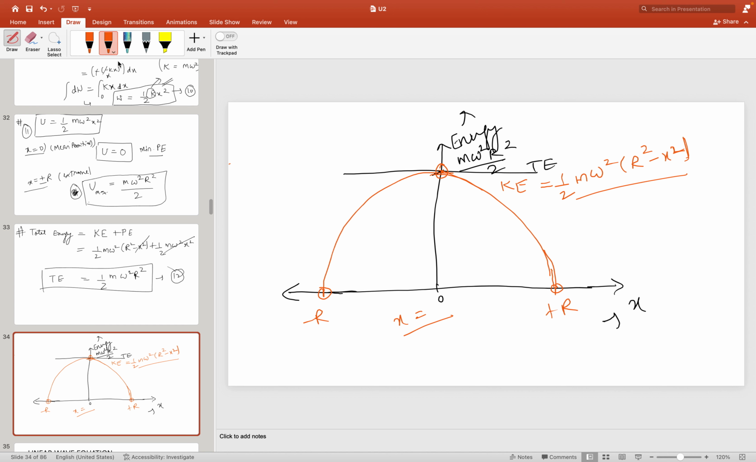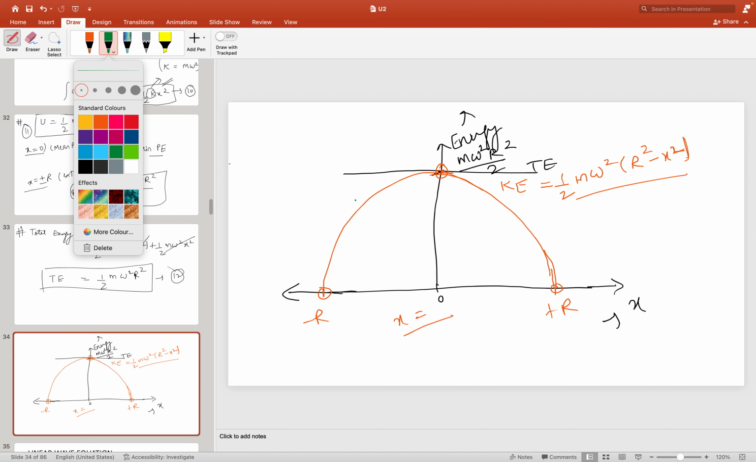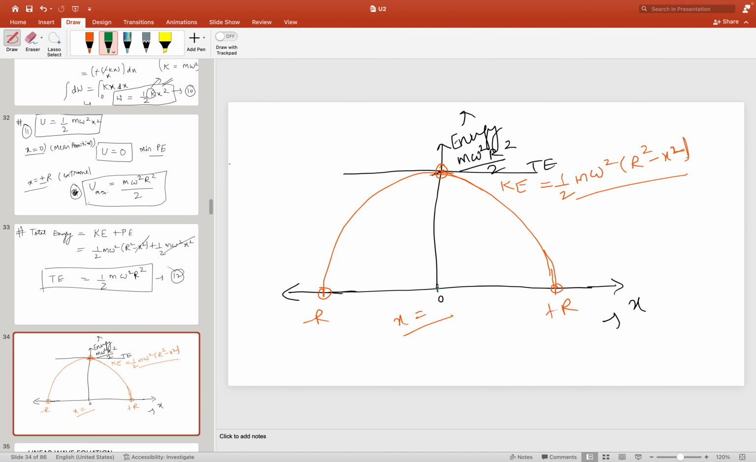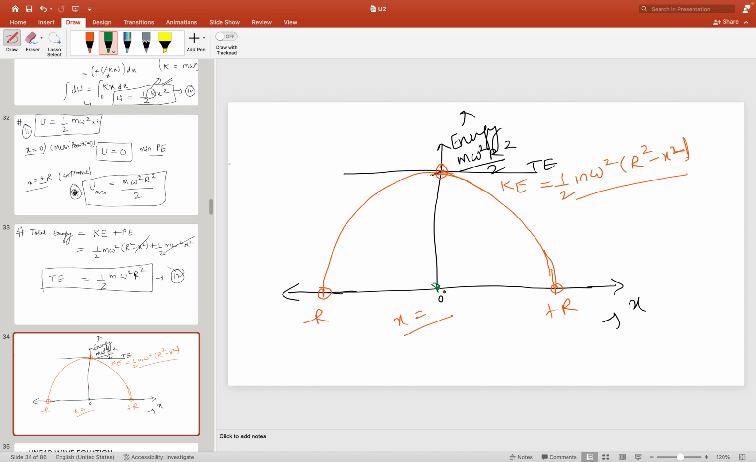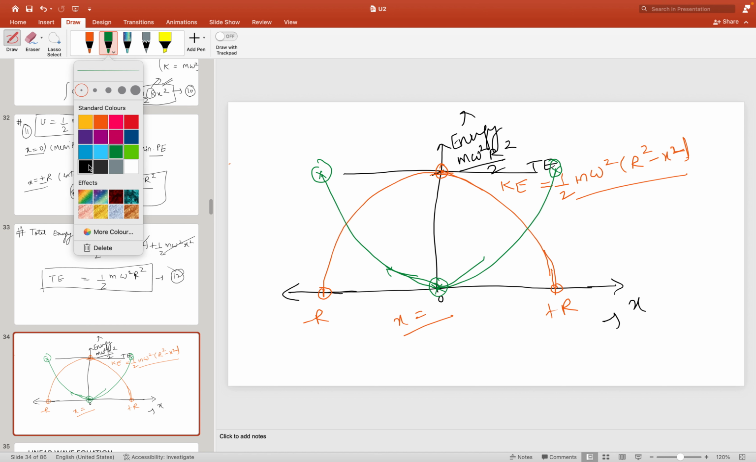Okay, and if I talk about the potential energy curve, as you can see here, potential energy is minimum at x equal to 0. So I will mark x equal to 0 point first, minimum at x equal to 0. It was maximum at x equal to plus r and x equal to minus r. Again we have got this kind of curve here. It's a smooth curve actually. So again this is ready.